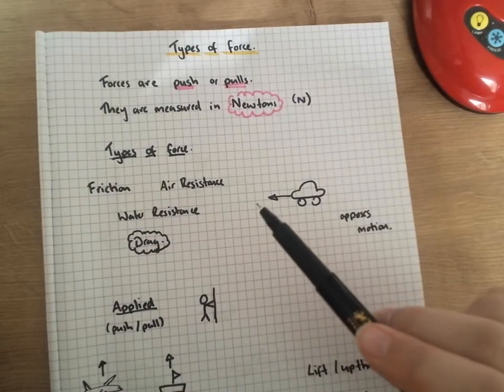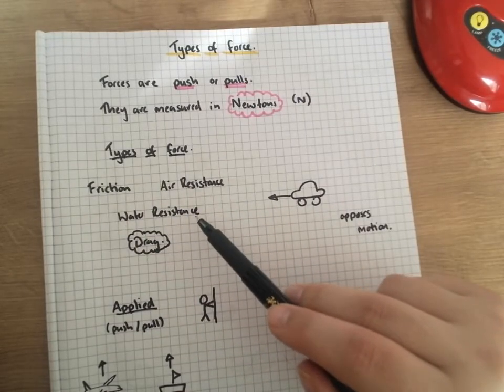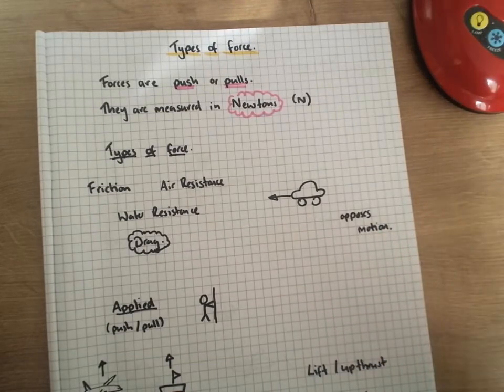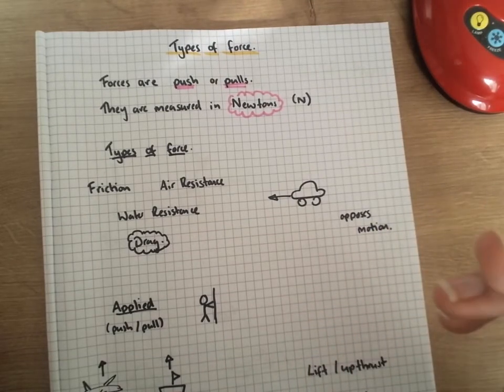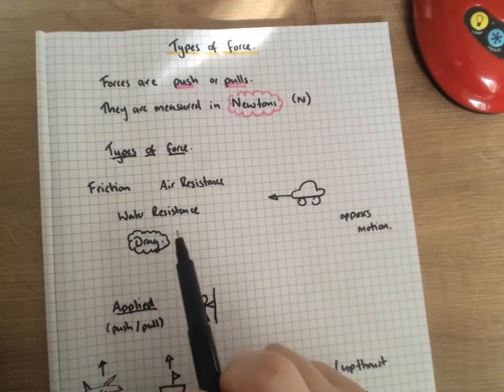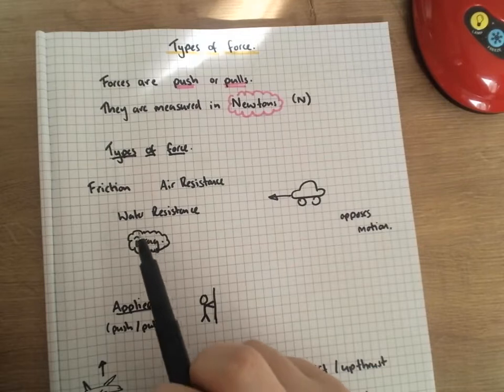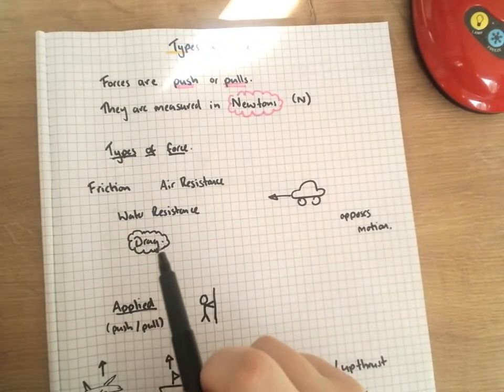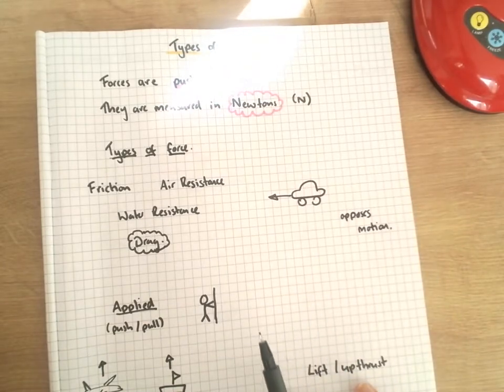Water resistance or fluid resistance comes through anything travelling through a liquid. So, for example, a submarine, a boat, somebody swimming. The force that's opposing their motion, that's dragging them back, is going to be called water resistance. So we call these our resistive forces or our drag forces.